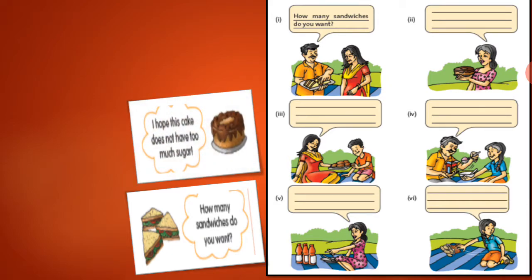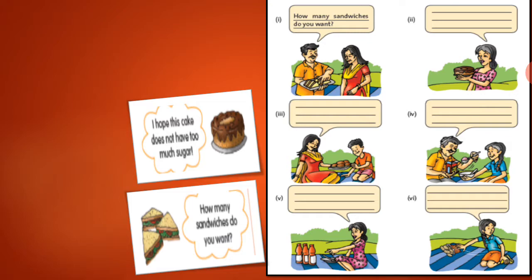Yes, I hope this cake does not have too much sugar. Now you can see this sugar is an uncountable noun, and that is why we have used much. Sugar cannot be counted, that is, it is uncountable. Okay, it is showing the quantity. Much is used to show quantity. Many for numbers, much for quantity.